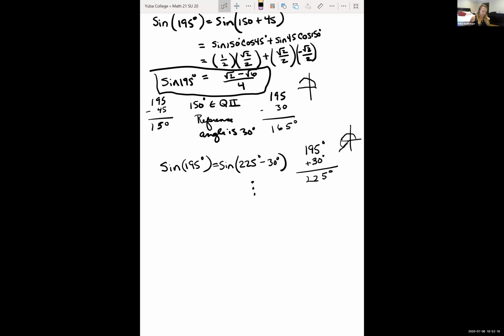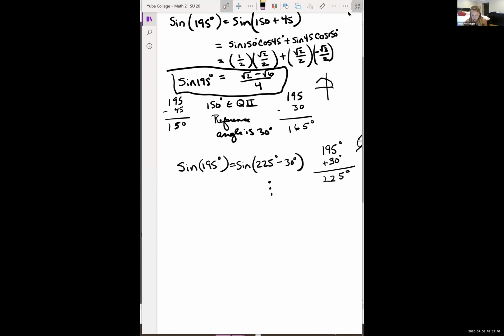Where are we at? There's a couple more examples I was going to look at, but I'm going to jump into the product to sum and sum to product of angles. That's the last section, and it's not as extensive as the other ones have been. So let me do that. I'm going to change the page.